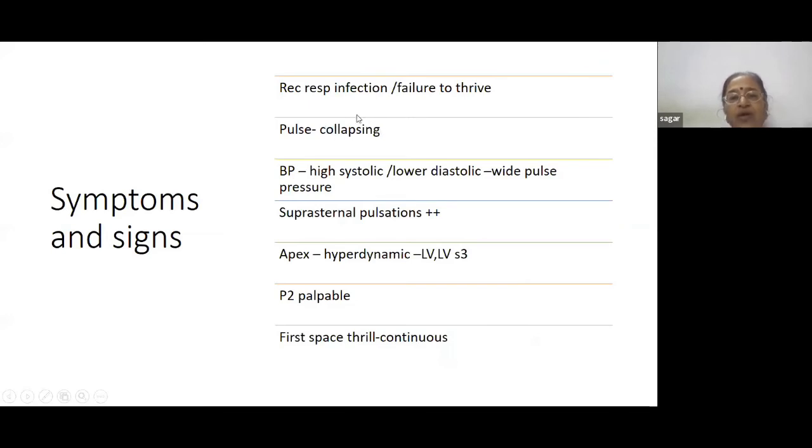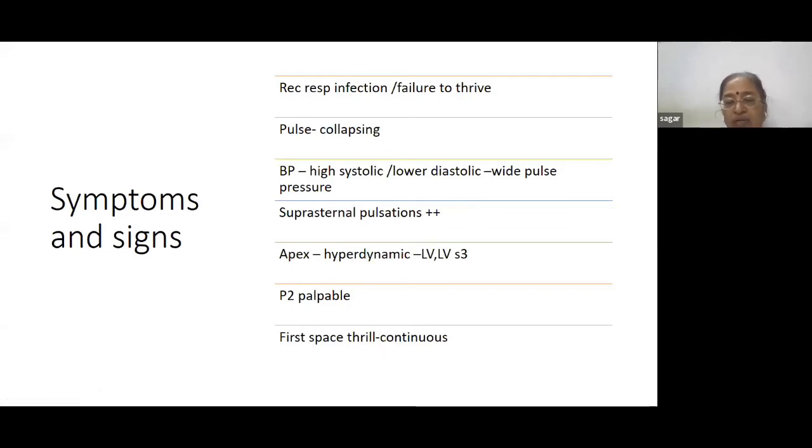Okay, signs: we will go for collapsing pulse. Why collapsing pulse? Because of higher systolic pressure, because of more LV output, and runoff from the aorta, so lower diastolic, so that widens the pulse pressure. So you have a high systolic, lower diastolic, collapsing pulse. One of the causes is a PDA. Suprasternal pulsations can be there because of the dilated aorta. Apex is hyperdynamic, down and out, and hyperdynamic. LV S3 can be there, palpable sometimes, and P2 can be palpable, and there is a first space thrill.